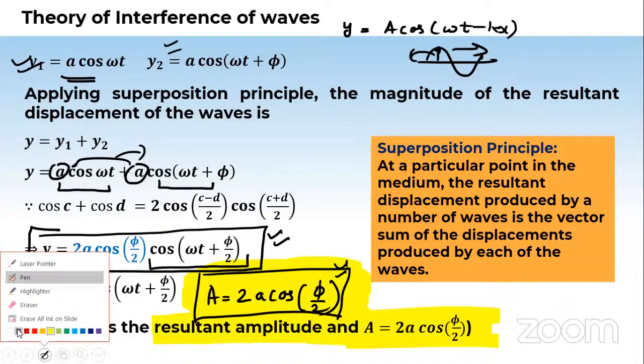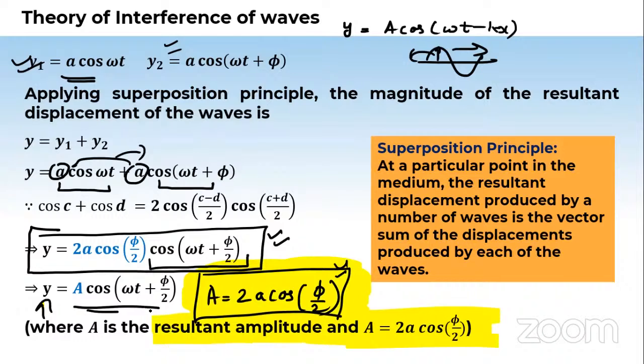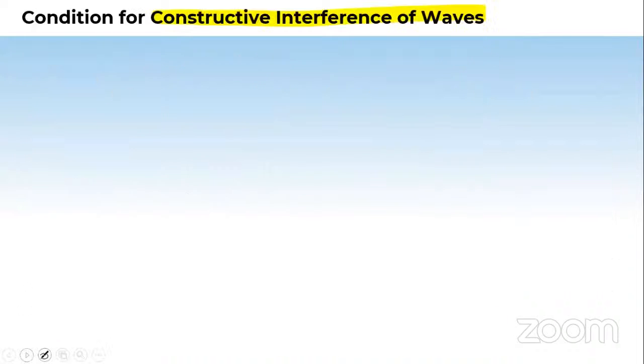This is y equals A cos(ωt + φ/2), where capital A is 2a cos(φ/2). It's the net amplitude. Got it? So this equation which we are seeing is the equation of interference.